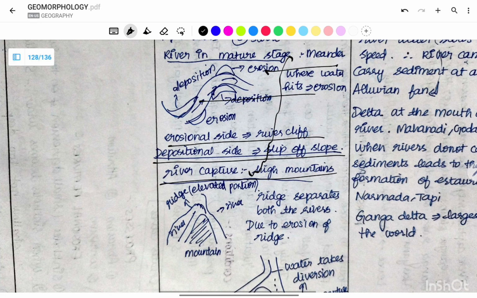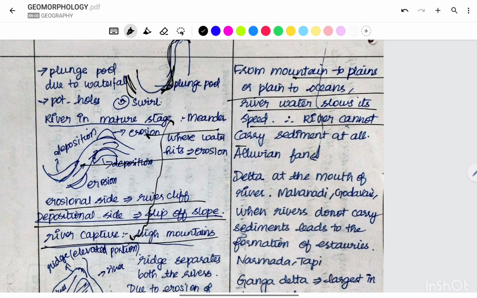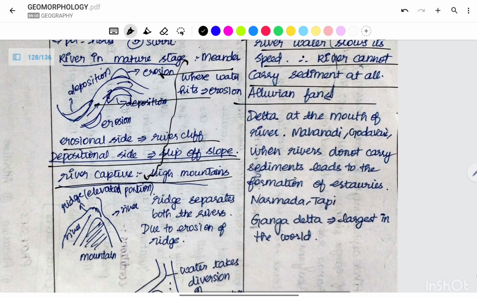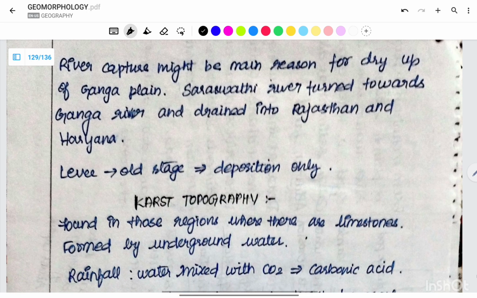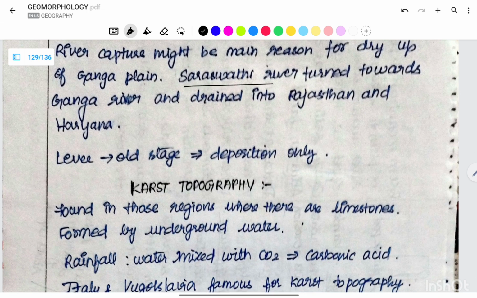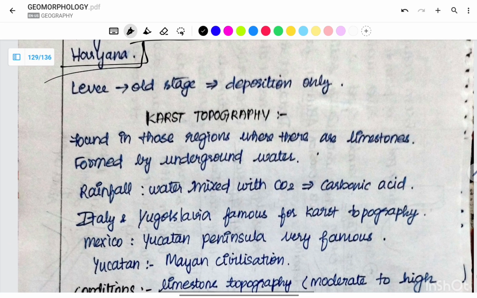River capture: from the mountain to the plains, the river water slows. The river water cannot carry the sediments, so it has deposition alone. River capture might be a reason for the drying up of the Ganga plain. The River Saraswati turned towards the Ganga River and drained in Rajasthan and Haryana.